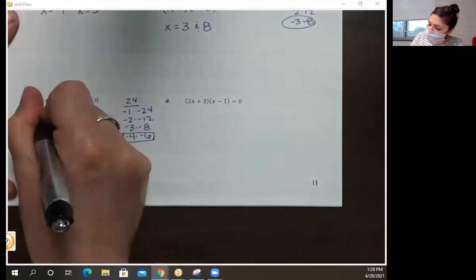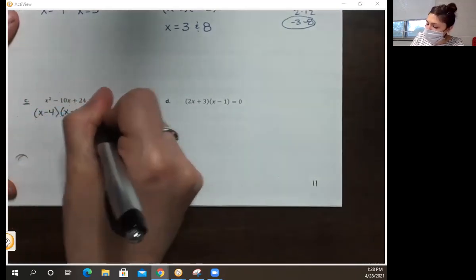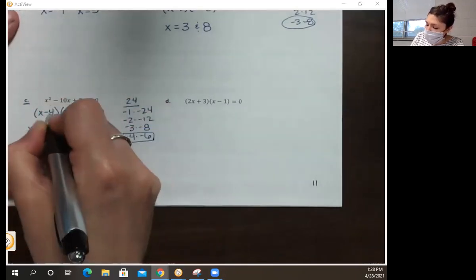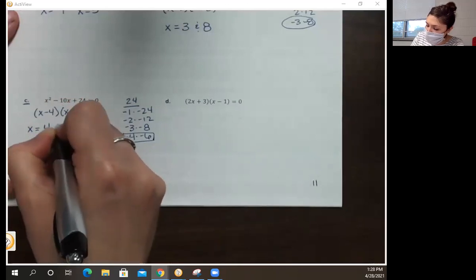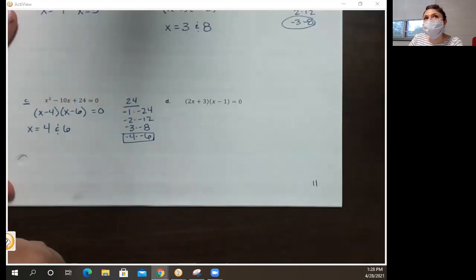So my factored form is x minus 4 times x minus 6. And our solution then would be x equals 4 and x equals 6. Questions for me so far? Okay.